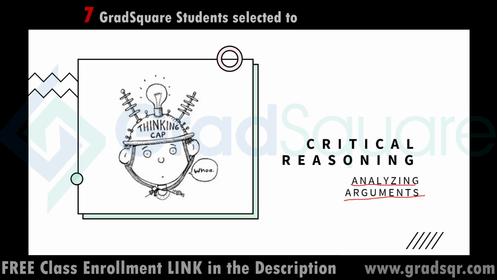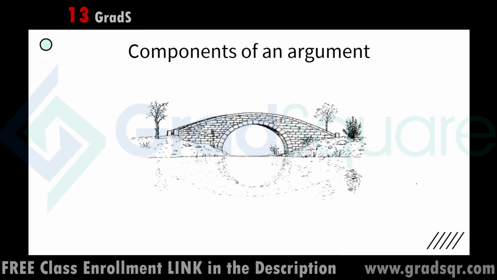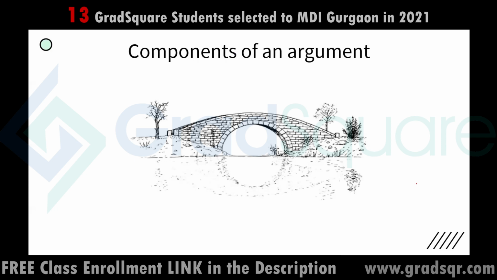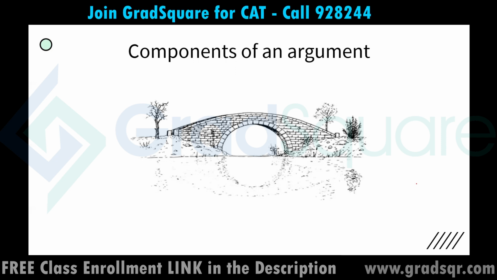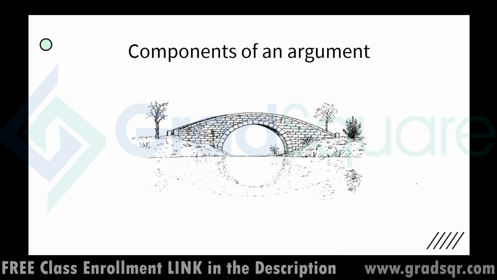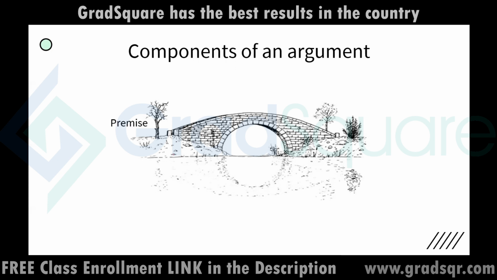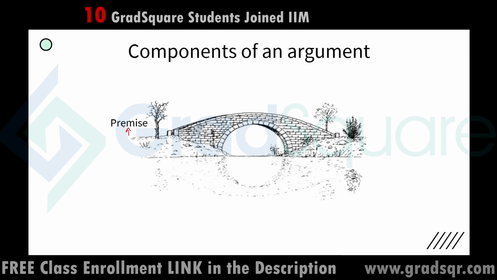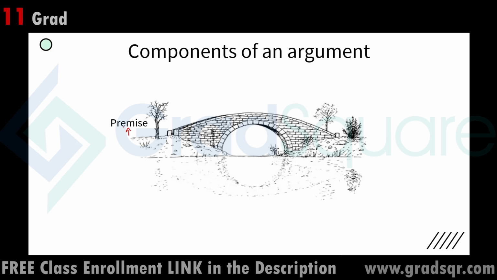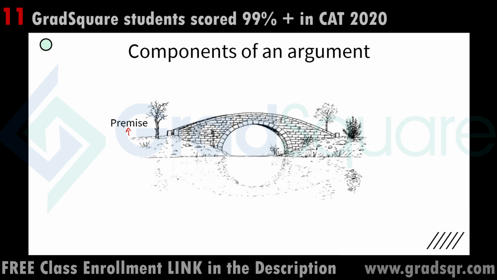So the first thing we have to understand to solve critical reasoning questions is the structure of an argument, or the components of an argument. An argument is generally likened to a bridge. Why? Because there are three different parts of an argument, like a bridge connecting two different landmasses. The first landmass, from where you're starting, is called the premise of the argument. The premise is basically the fact that the person presenting an argument knows to be true.